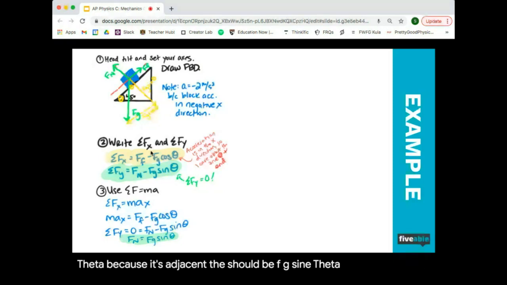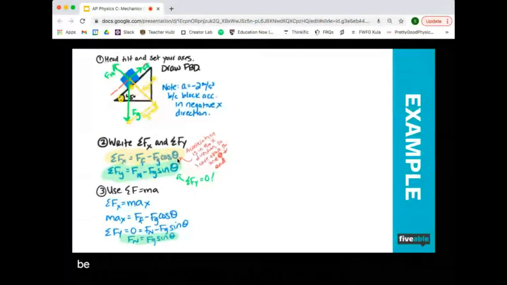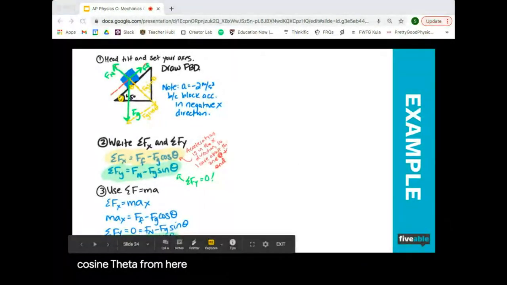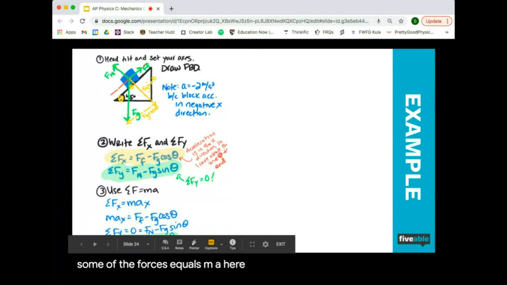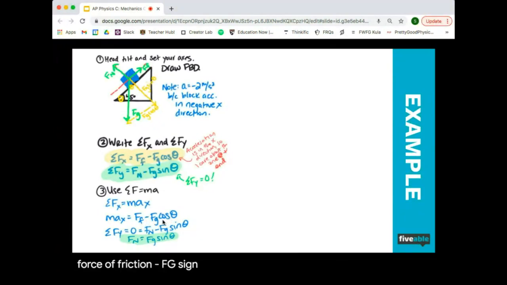And then when we write these net force expressions, we should get F of x equals force of friction minus Fg sine theta. And then this is the normal force minus Fg cosine theta. From here, we can answer the question. So we're going to use the sum of forces equals ma here, and then plug in. So we know that the sum of forces in the x direction is equal to ma, and it's equal to the force of friction minus Fg sine theta.